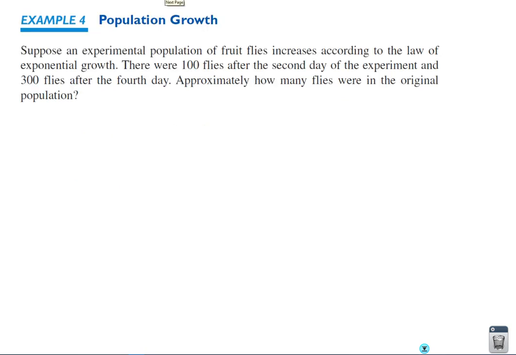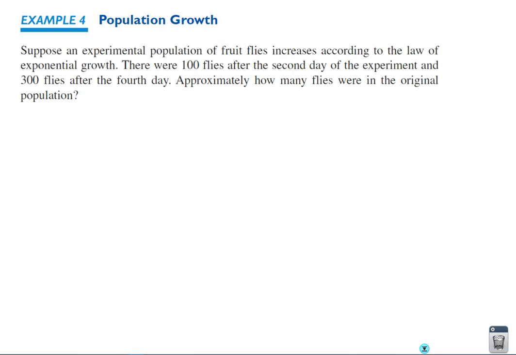Suppose an experimental population of fruit flies increases according to the law of exponential growth. We had 100 fruit flies after the second day of the experiment and 300 after the fourth day. Approximately how many flies were in the original population? Ooh, okay. So we're actually trying to find our initial condition.